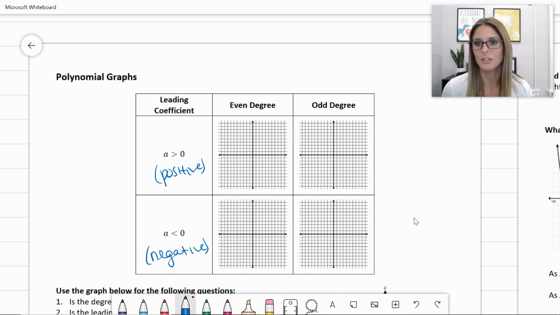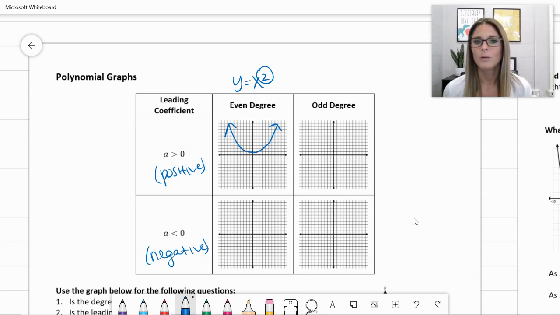Let's start with even degree. This is one, let's relate it to y equals x squared. 2 is an even number. So just think of everything we already know. If A is positive, so I'm looking at the top row, and we'll look at the even degree column, that first top left graph, it would make a nice happy parabola like this, right?